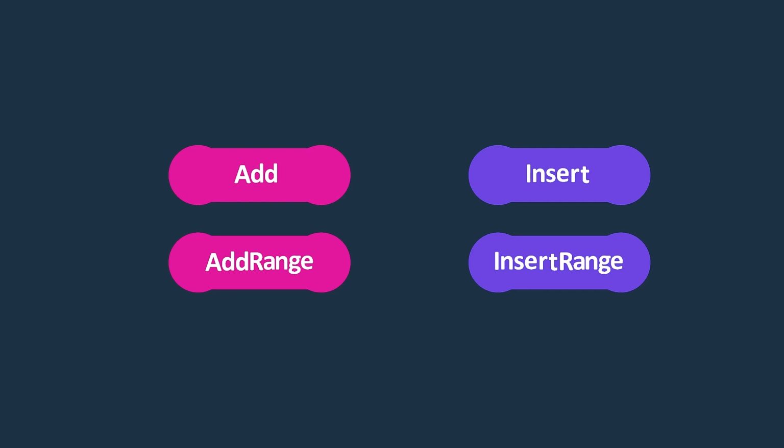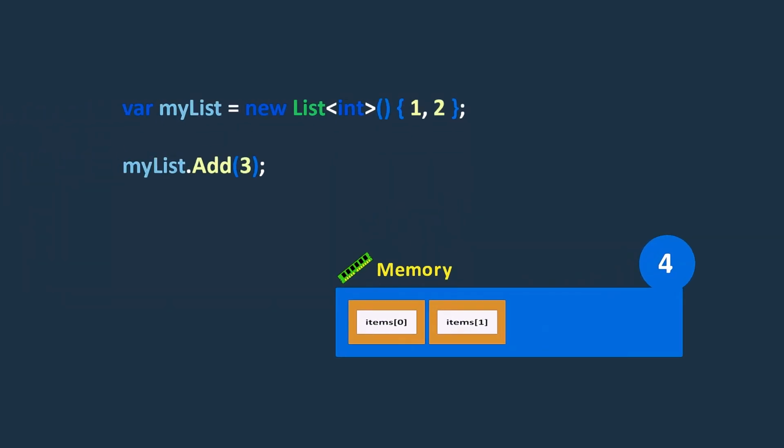Let's explore some methods that enable us to add elements to a list. The first method we'll cover is add. As we already told you, this method allows us to add a single element to the end of the list.